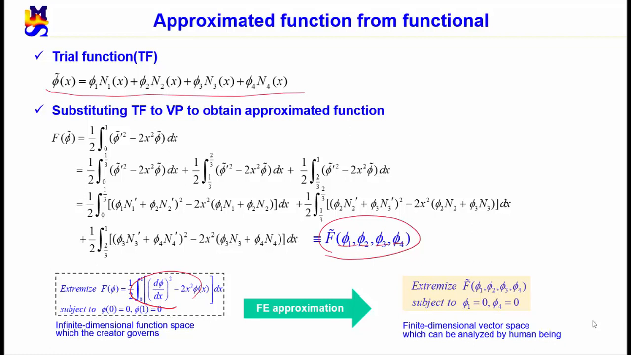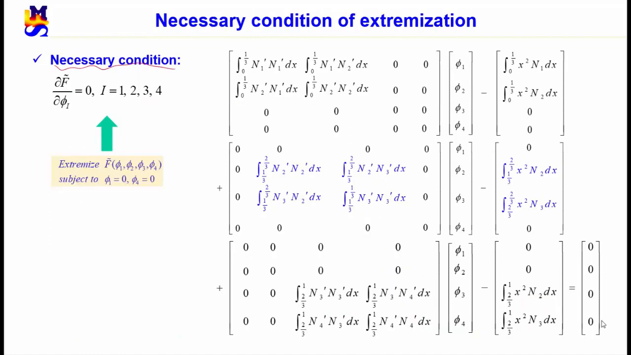It should be emphasized that the problem in the infinite dimensional function space was simplified to the problem in the four-dimensional vector space. After all, the variational principle changed to a nonlinear programming problem with two equality constraints like this. The necessary condition for the objective function F tilde to be an extremum, that is partial differentiation with respect to phi i equals 0, gives us these four equations.